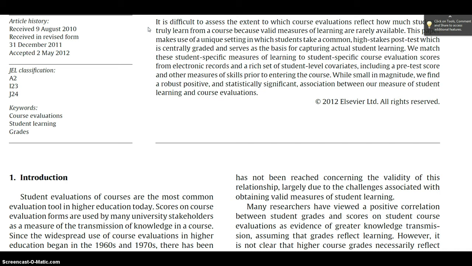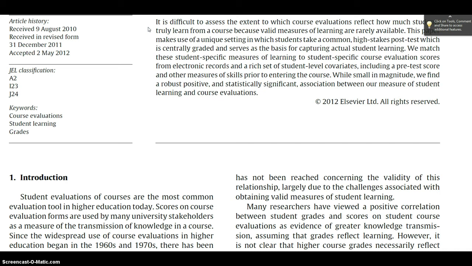And then of course in the next sentence they offer us that response and the purpose of this article. So they say this paper makes use of a unique setting in which students take a common high-stakes post-test which is centrally graded and serves as the basis for capturing actual student learning. We match these student-specific measures of learning to student-specific course evaluation scores from electronic records and a rich set of student-level covariates, including a pretest score and other measures of skills prior to entering the course. So these two sentences are starting to get us to methodology a bit.